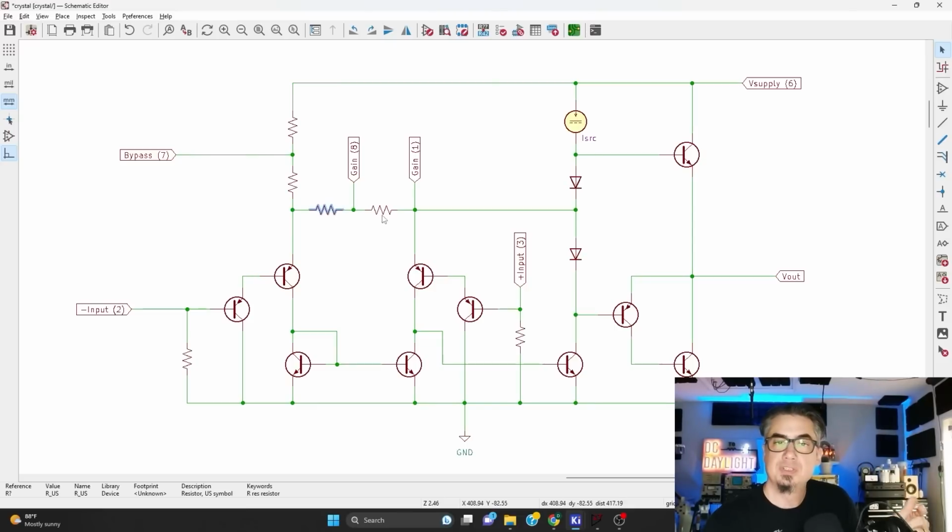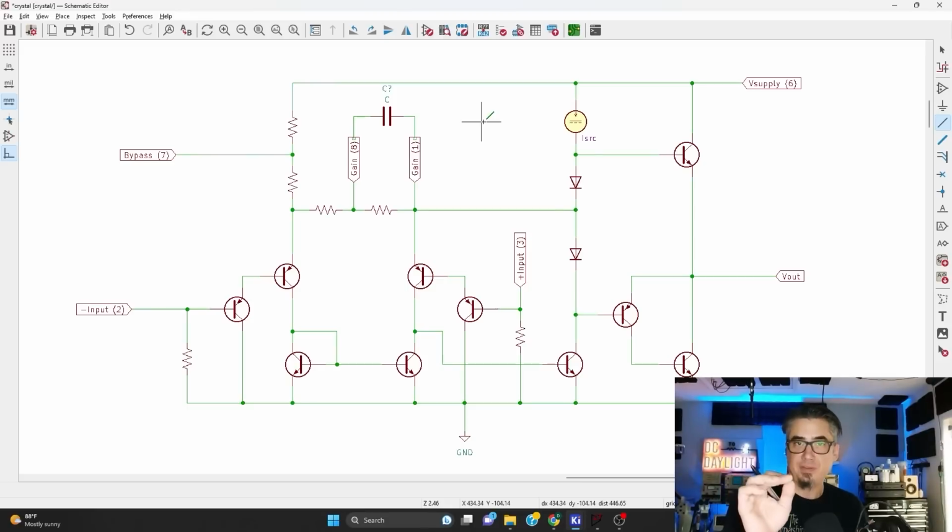So these two resistors control how much gain we have. Now by default, this is set inside the integrated circuit, but they give us these pins that we can use to manipulate what's inside the chip. So again, if we add a capacitor here across these two terminals, then we can further increase that gain.